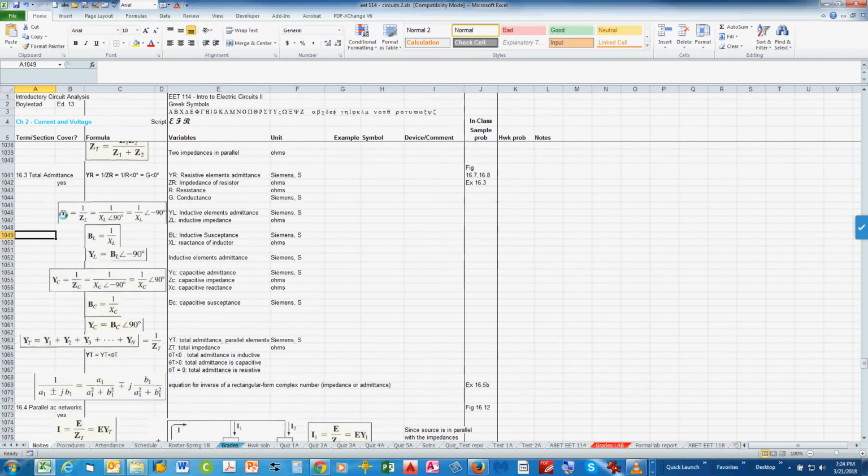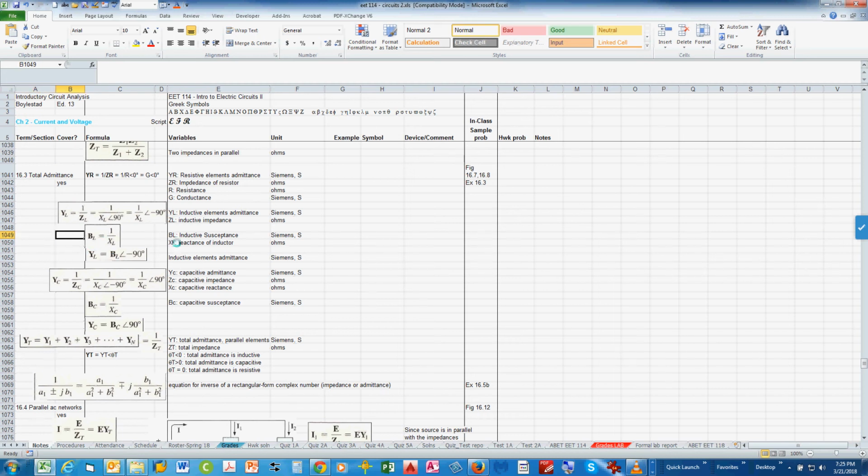So to get Y sub L, you take the inverse of Z sub L. For the example of an inductor, it's 1 over X sub L with an angle of 90. This is a vector here. When you take that 1 over X sub L, which is the magnitude, and then the phase angle, putting it in the numerator, this plus 90 becomes a negative 90. So it's the opposite of impedance.